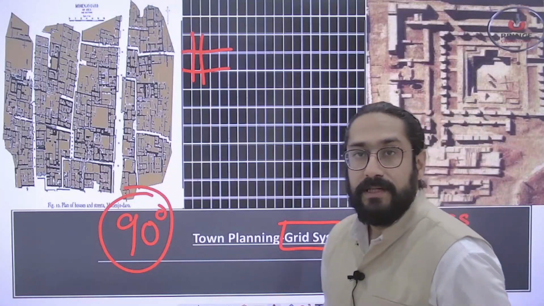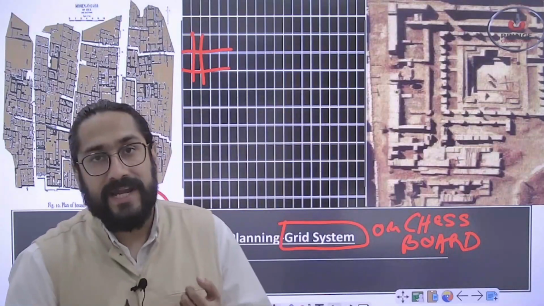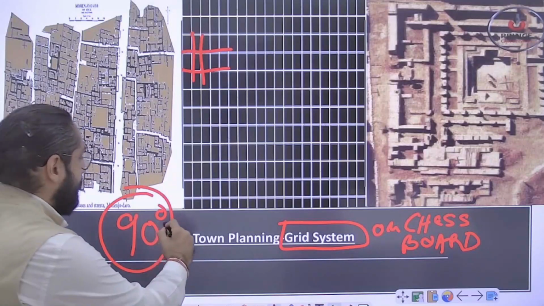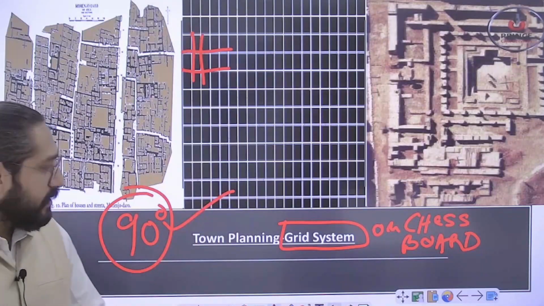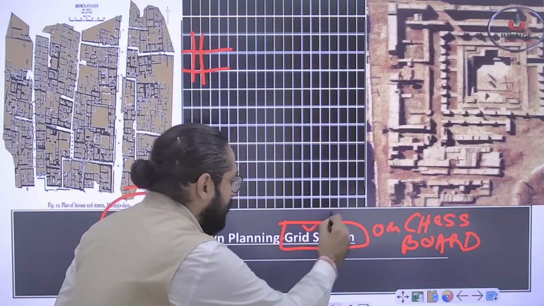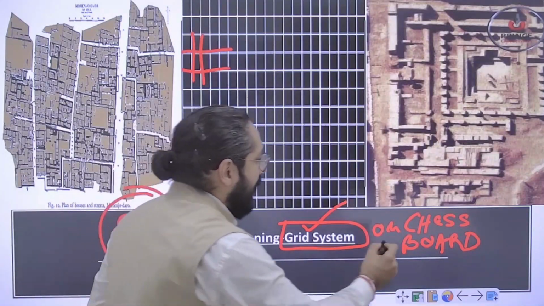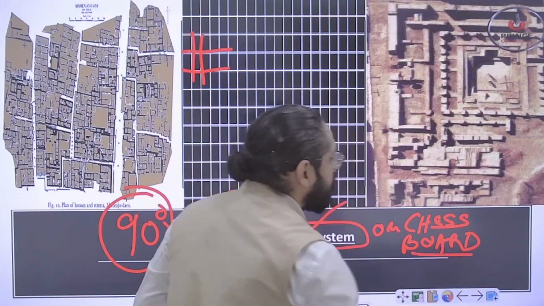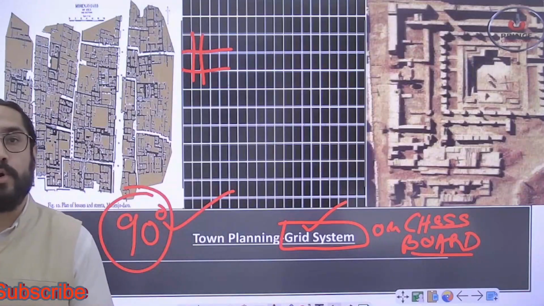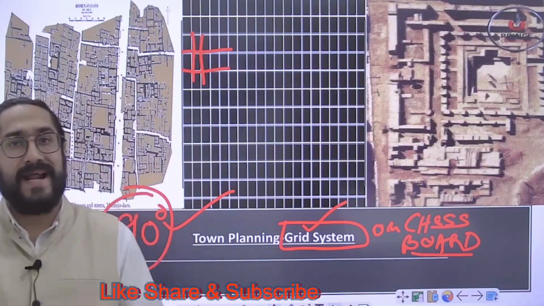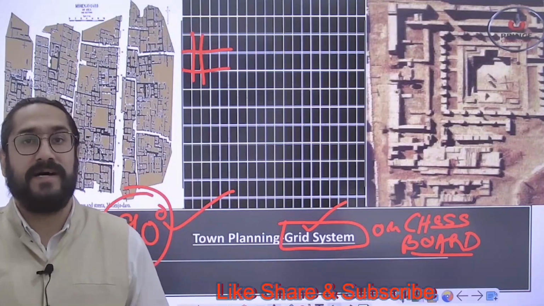Chessboard pattern. So you can be asked whether the streets used to cut each other at 90 degrees. It is right. You can be asked whether they followed the grid system. It is also true. And they can say that the streets followed a chessboard system. So all three things are true regarding the streets of the IVC.